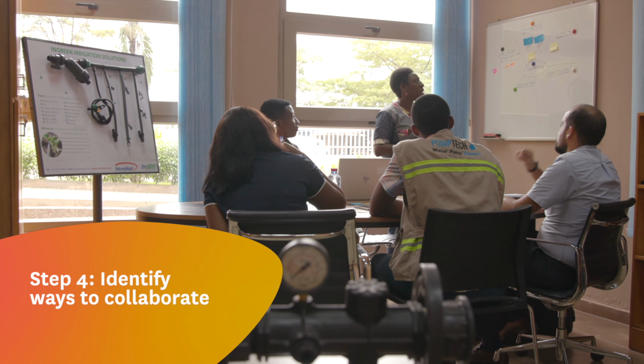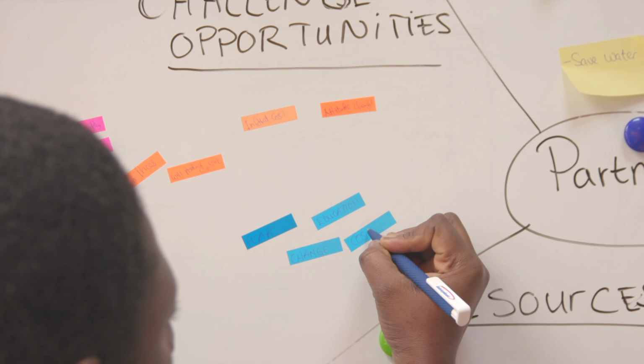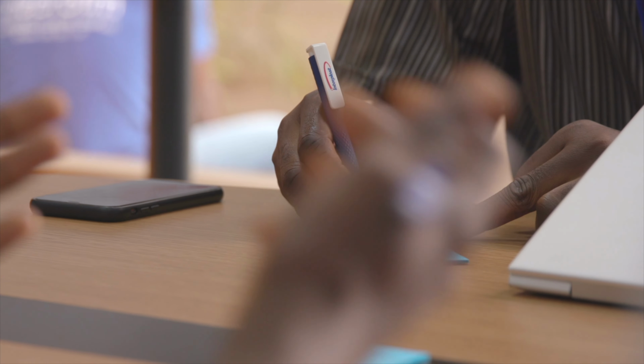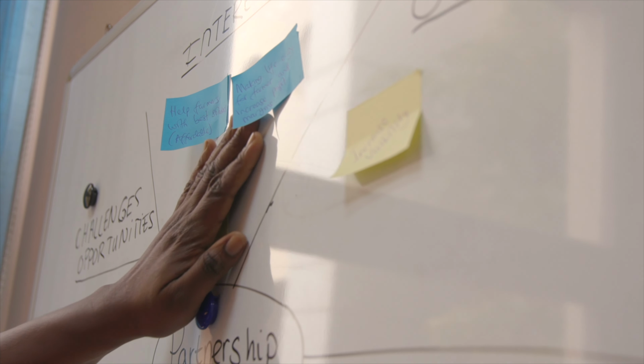Step 4 is to identify ways to collaborate. By identifying common interests, goals, practices, and available resources, together you can come up with ways to collaborate and address the challenges and opportunities in scaling innovations.